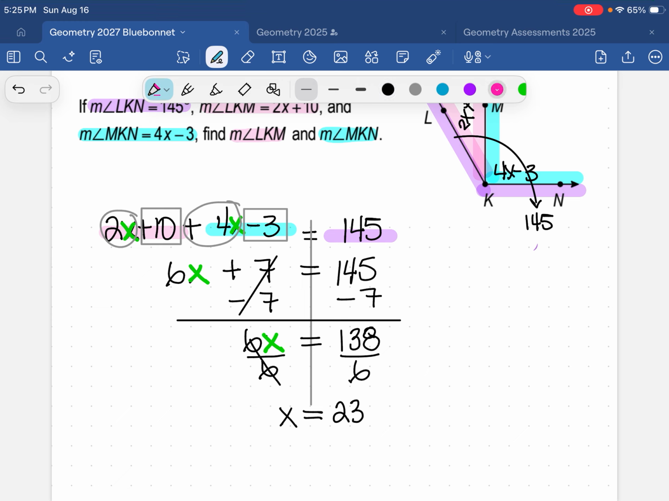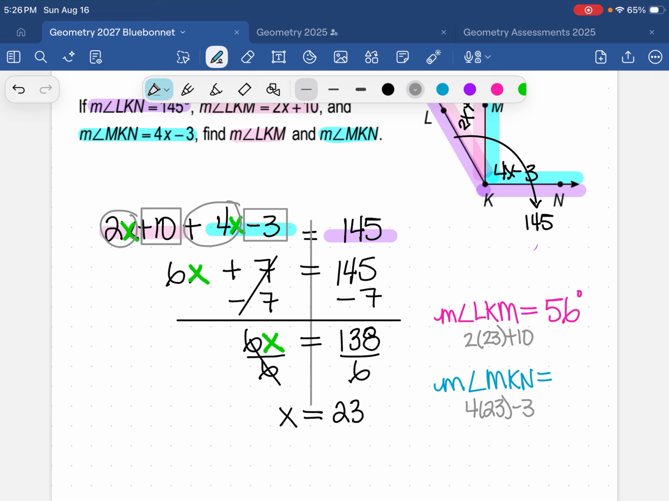So for the measure of angle LKM, I'm going to do 2 times 23 plus 10. That's what I'm going to plop into my calculator, and I get 56 degrees. And then for the measure of angle MKN, I'm going to go ahead and pop it into the blue one, which is 4 times 23 minus 3, and I get 89. These would be considered my answer.